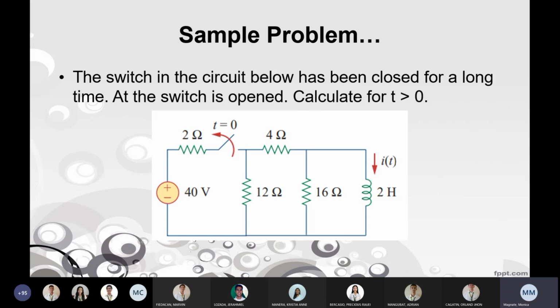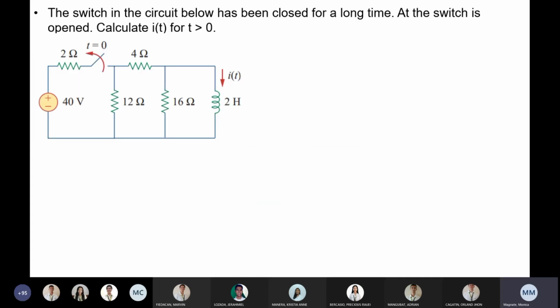The switch in the circuit below has been closed for a long time. At t equals 0 the switch is open, calculate i of t for t is greater than 0. So, initially daw, yung circuit natin is naka-close. So, nakaganto siya. Okay? So, hanapin natin, kapag nag-open yung switch, kakalculate natin yung i of t dito for t greater than 0.